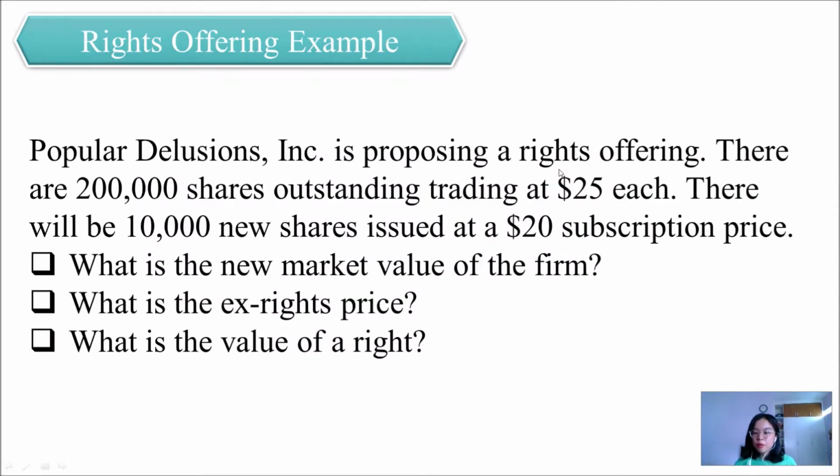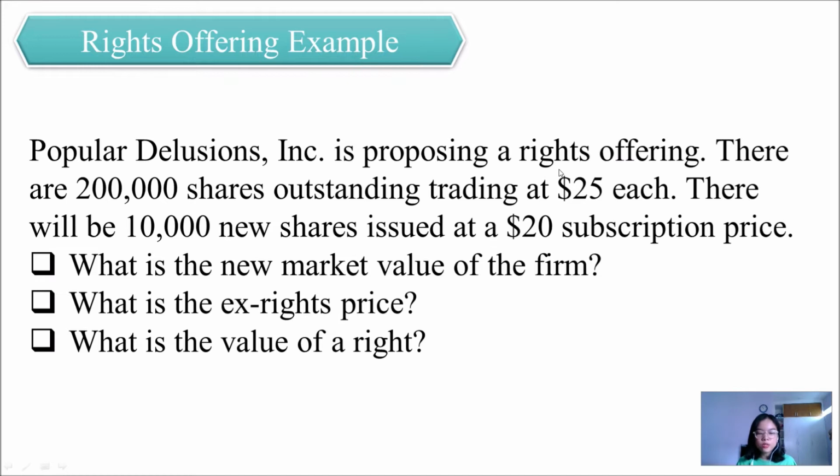To understand more about how the shareholder evaluates the price of the right in the company, we will look at this exercise as an example of a rights offering. So we have Popular Delusions company proposing a rights offering. There are 200,000 shares outstanding trading at $25 each. There will be 10,000 new shares issued at a $20 subscription price. So subscription price is the price required to buy a new share.